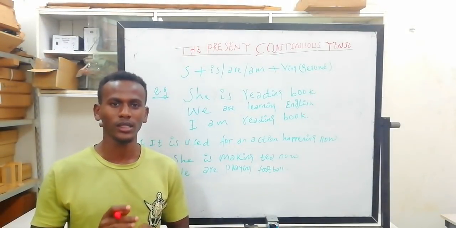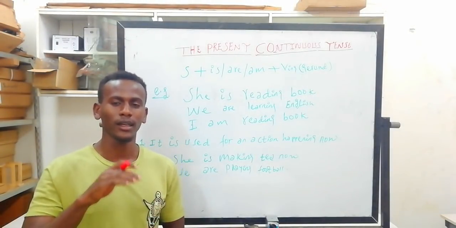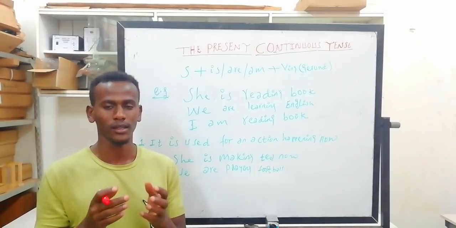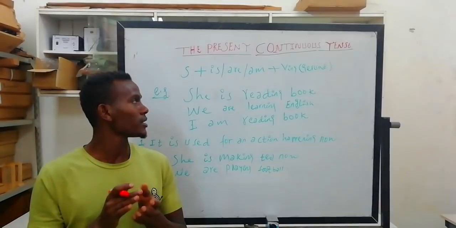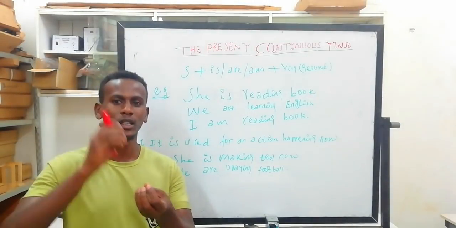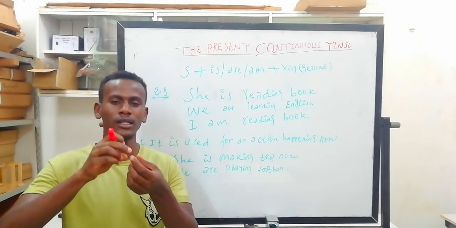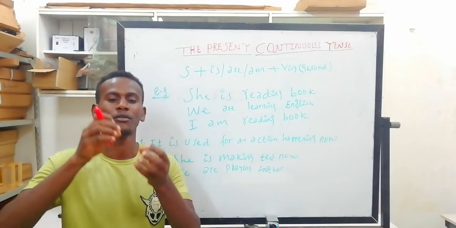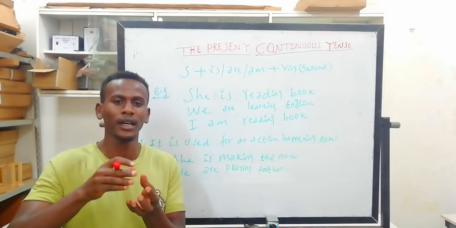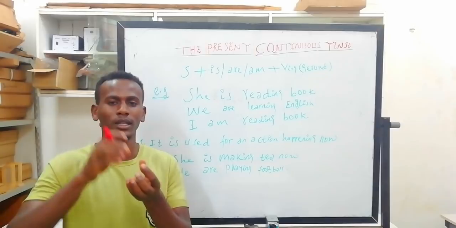Today we are going to see the second part of present tense, which is present continuous tense. Present continuous tense means any sentence, any statement which contains the general formula subject plus is, are, or am plus verb ing form is classified under present continuous tense.